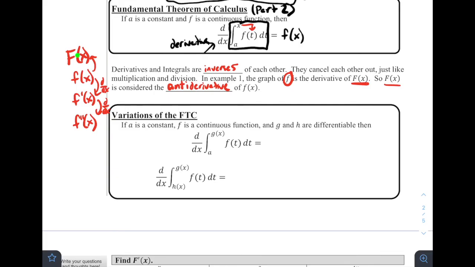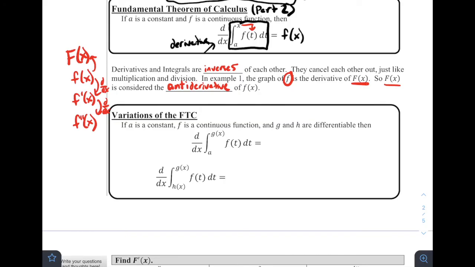An interesting result is that capital F of x is the antiderivative of f of x, but this relationship also works in the opposite direction. If I take the derivative of capital F of x, I will have lowercase f of x.